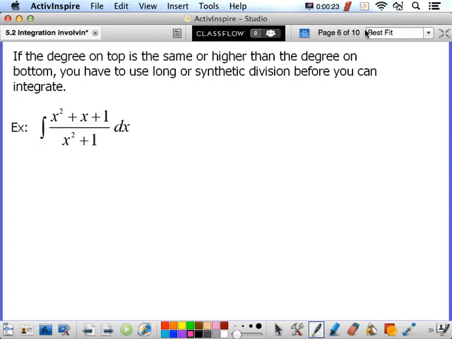So, we're going to look at the integral of x squared plus x plus 1, all divided by x squared plus 1. Do you see how it has the same power on top and bottom? But in the other ones, the highest power was in the bottom. So that's not an issue when the highest power is in the bottom. The problem is when the highest power is equal, or it's on top. You need to split it up. And let me make sure that you can see why.